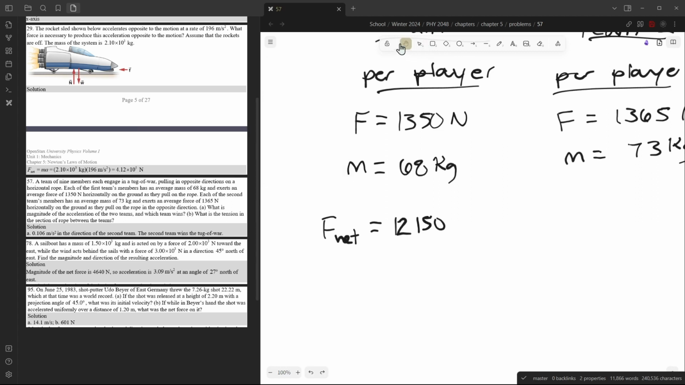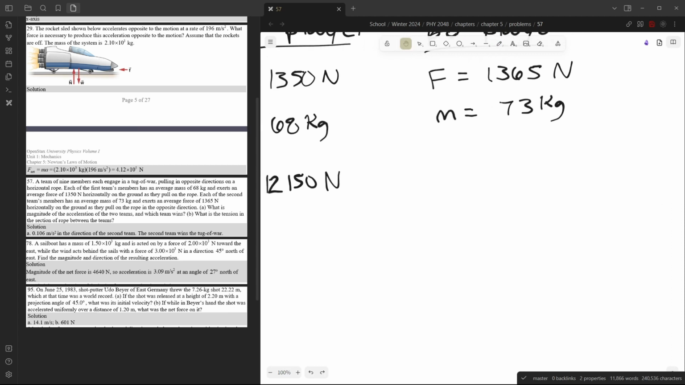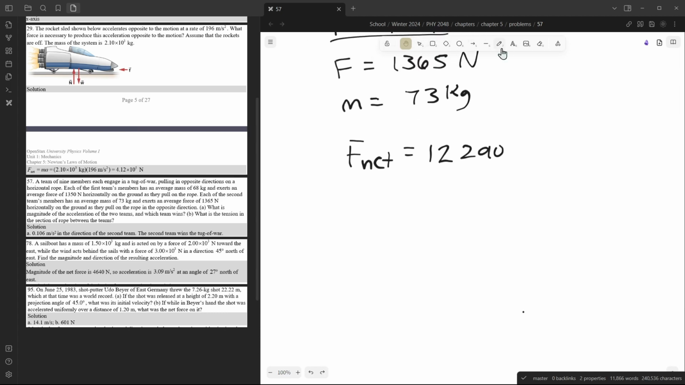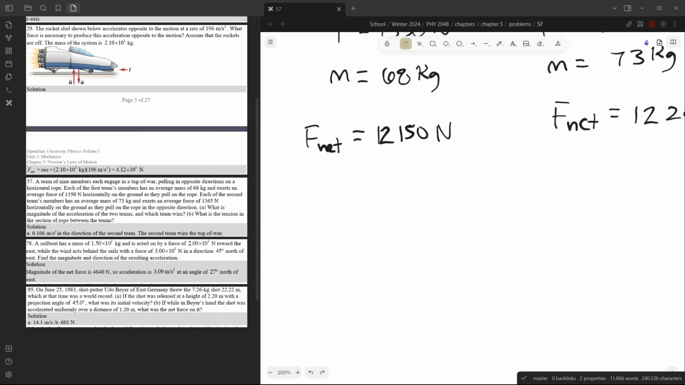So 12,150 newtons. And then over here, same thing. You're just this number times 9. So F net equals 12,290 newtons. And then we also want to find the total mass for each. So 68 times 9, that's 612 kilograms.